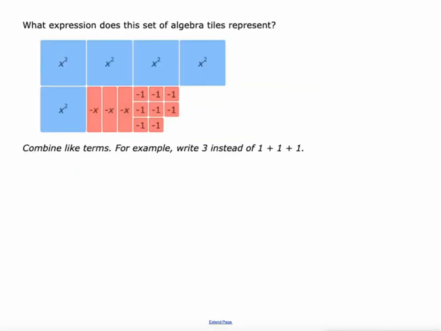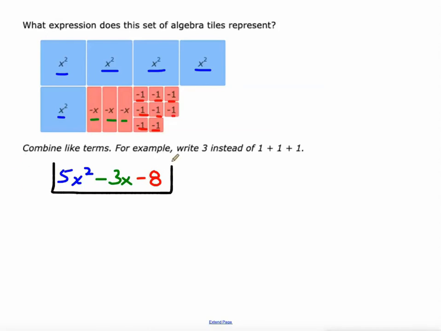And lastly, I like this one because it starts with the positives and then the x terms and the 1 terms are negative. So we've got 5x squareds. We also have 3 negative x's, so I'm going to write minus 3x. And then we also have 1, 2, 3, 4, 5, 6, 7, 8 negative 1's. So just minus 8. No need to write plus negative 3x and plus negative 8. We can just write minus 3x and minus 8.